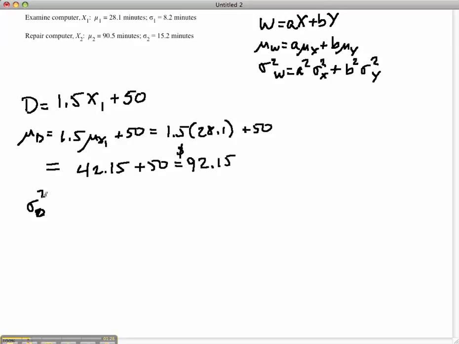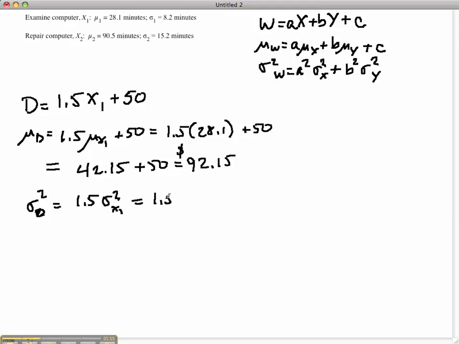The variance then is equal to 1.5 squared times the variance of x1. Notice there's no 50. There's no constant here. Remember the formula as I wrote it had a C on the end? No C on the variance or the standard deviation, because when you add the same amount to every item in the distribution, the spread of the distribution doesn't change any. So there is no C there.